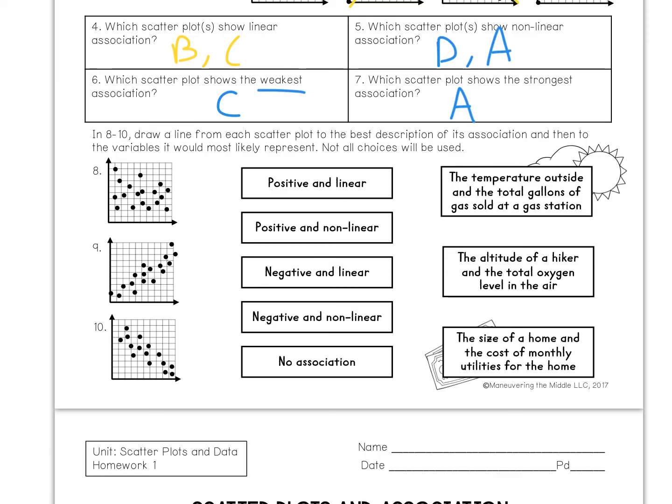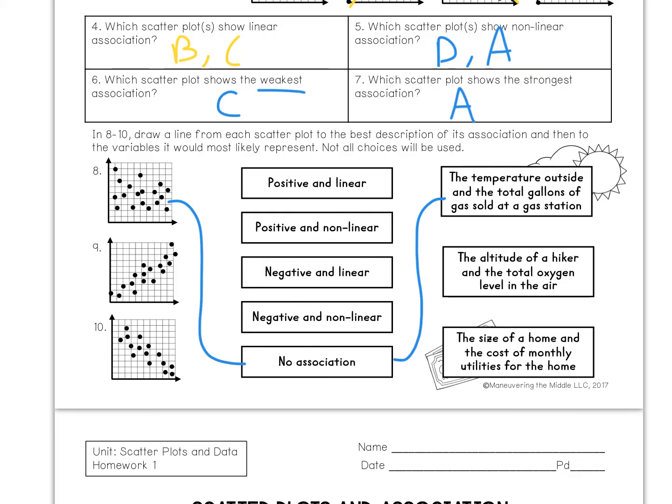Okay, so with number 8, Allison, which of the middle did you pick for number 8? Where did you draw your line for number 8? No association. Okay, no association, and I agree with that for number 8. It does not look like it's associated with anything. And then which of the 3 on the right did you connect with that? I connected the temperature outside and the total gallons of gas. Okay, I would agree with that.